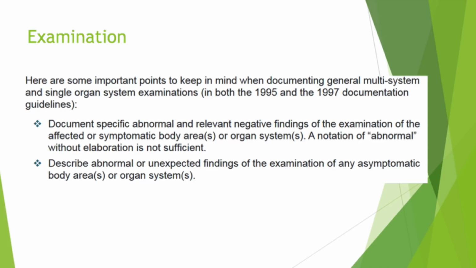These important points are taken directly from the Medicare E&M manual, and they should sound very familiar to you. It is similar to what you have heard in clinical assessment. You must document specific abnormal and relevant negative findings of the examination of the affected or symptomatic body area or organ system. A notation of abnormal without elaboration is not sufficient. You also must describe abnormal or unexpected findings of the examination of any asymptomatic body areas or organ systems.